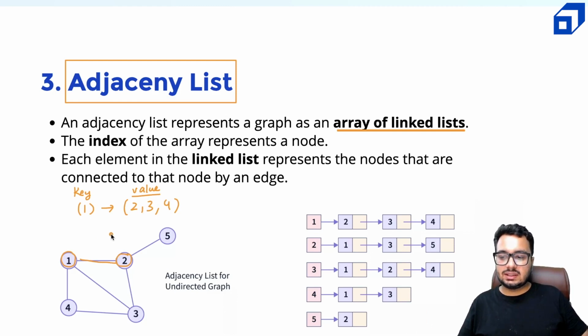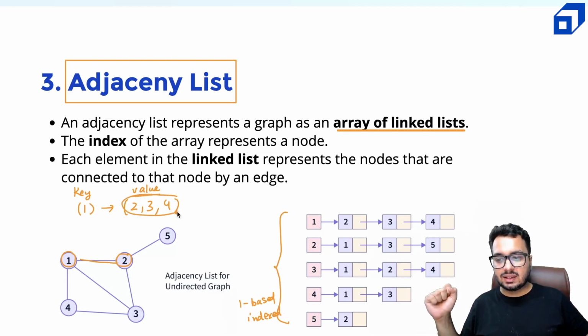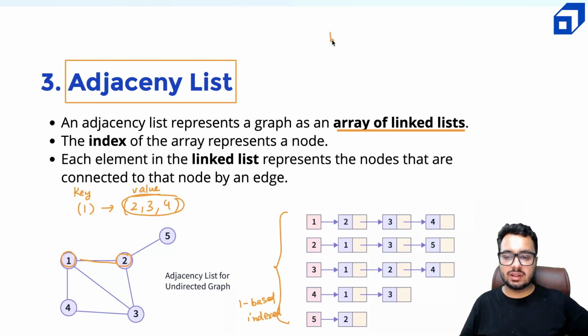One way to store it is that we create an array. Now suppose there are 5 nodes. Here they have assumed 1 based indexing, but in our code there will be 0 based indexing, right? It is a linked list. If you talk about 1, 1 is connected with 2, 3, 4. Similarly, 2 is connected with 1, 3 and 5. 3 is connected with 4 and 2, and 1 also, so it is connected with 1, 2 and 4. 4 is connected with 1 and 3, and 5 is connected with 2, right?